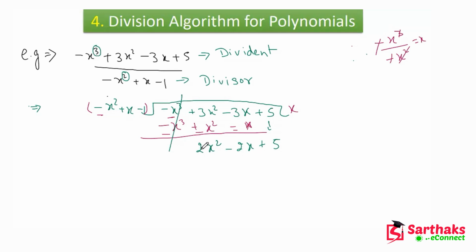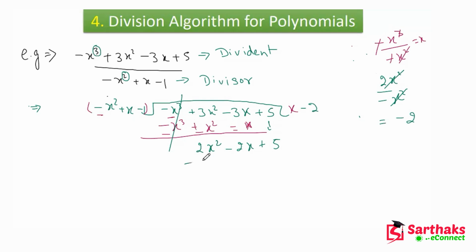Now this becomes the dividend. Here the degree of the first term and the degree of the divisor are equal, so we can again divide it. First of all, we divide 2x square by minus x square. This cancels, and we get minus 2. We write minus 2 here, and now minus 2 is multiplied by this divisor.